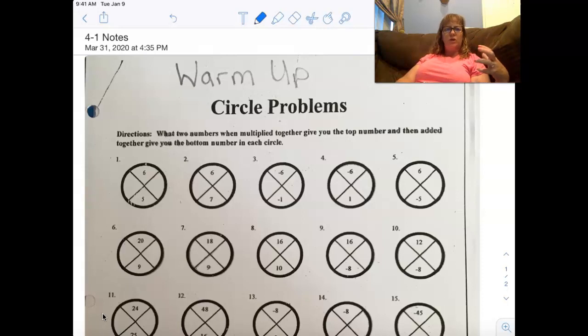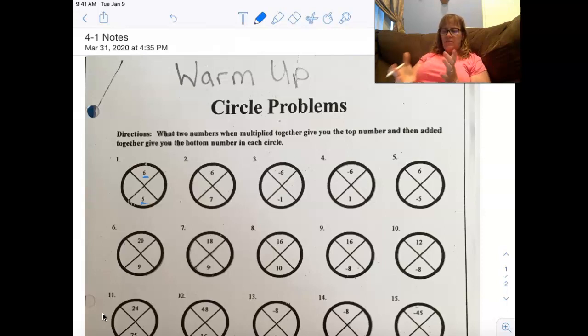So, in a circle problem, you have two numbers, one that's at the top of the X and one that's at the bottom of the X. And as you can read in the directions, your goal is to try to find two numbers that when multiplied together give you the top number and when added together give you the bottom number.